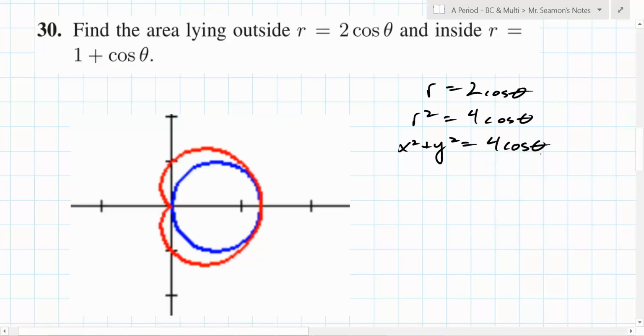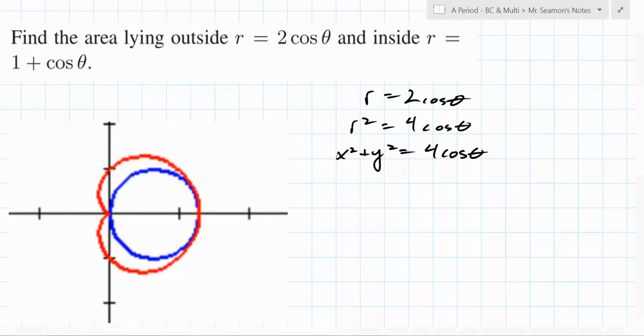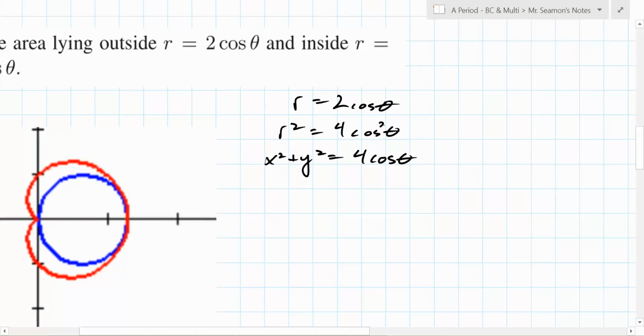But do you like having 3 variables in there? Say no. You don't. But you do know that x is equal to r cosine theta, correct? Do you remember that as well? But what does r equal? So this is 2 cosine squared theta now.